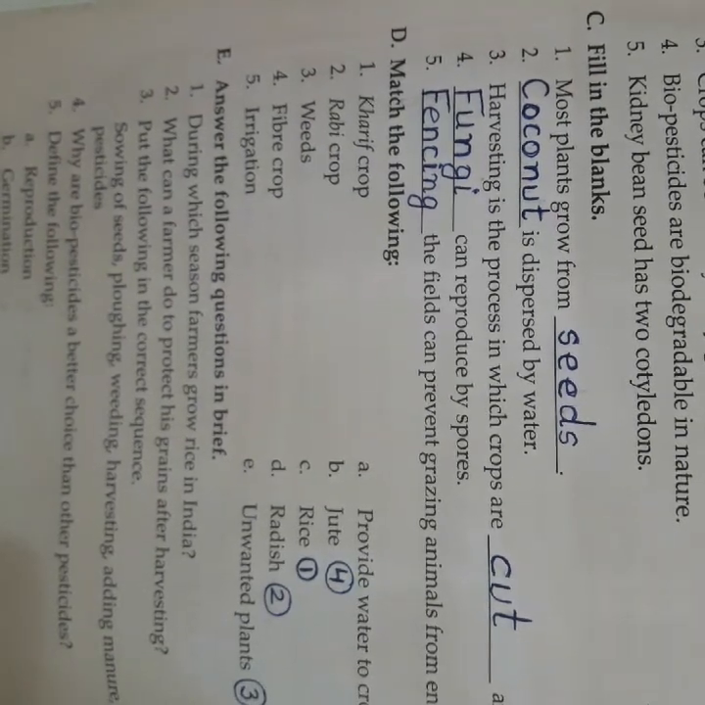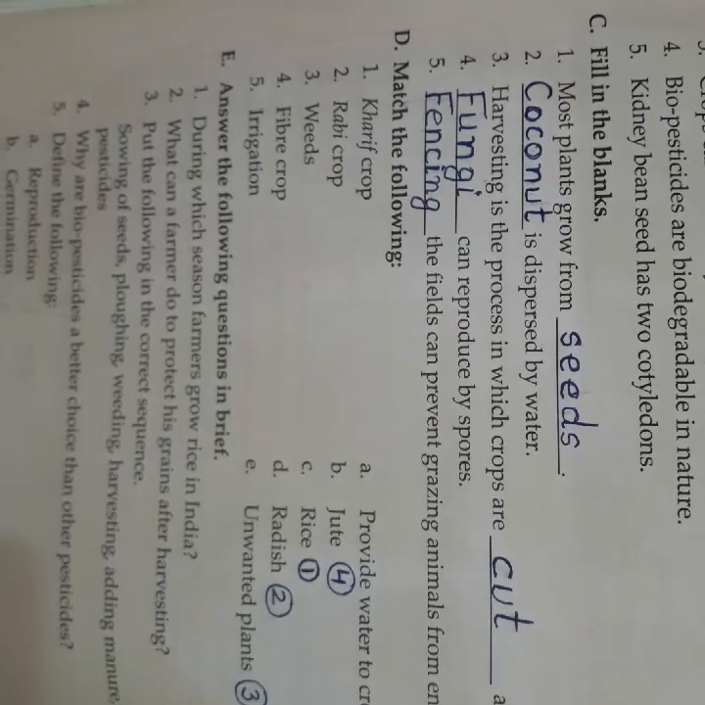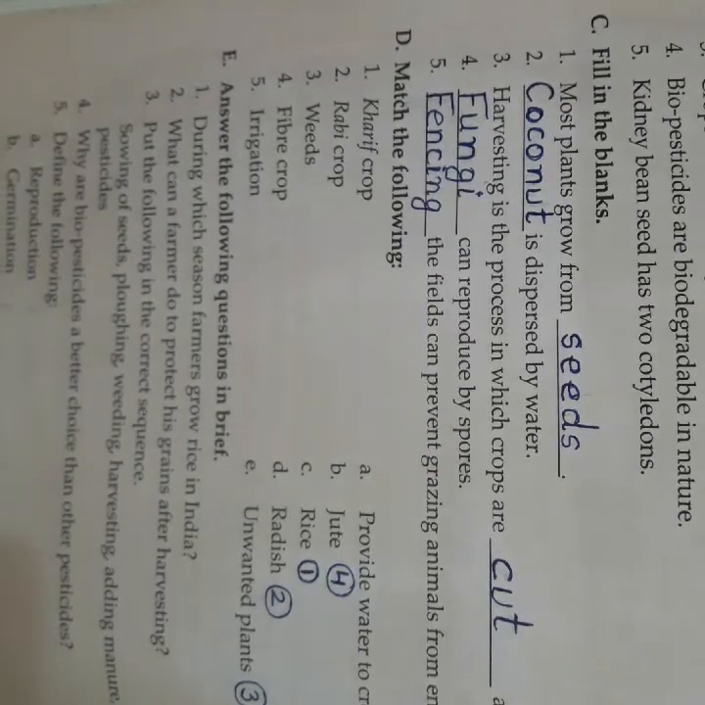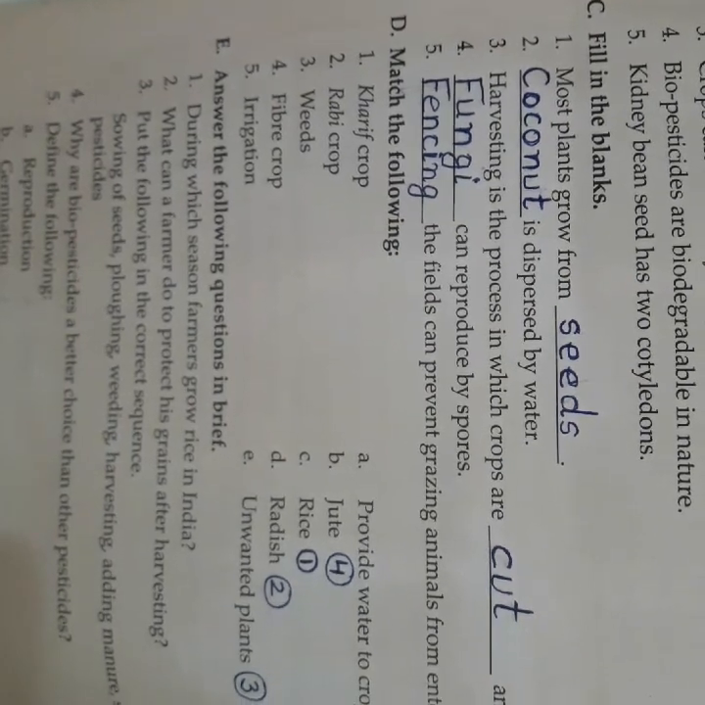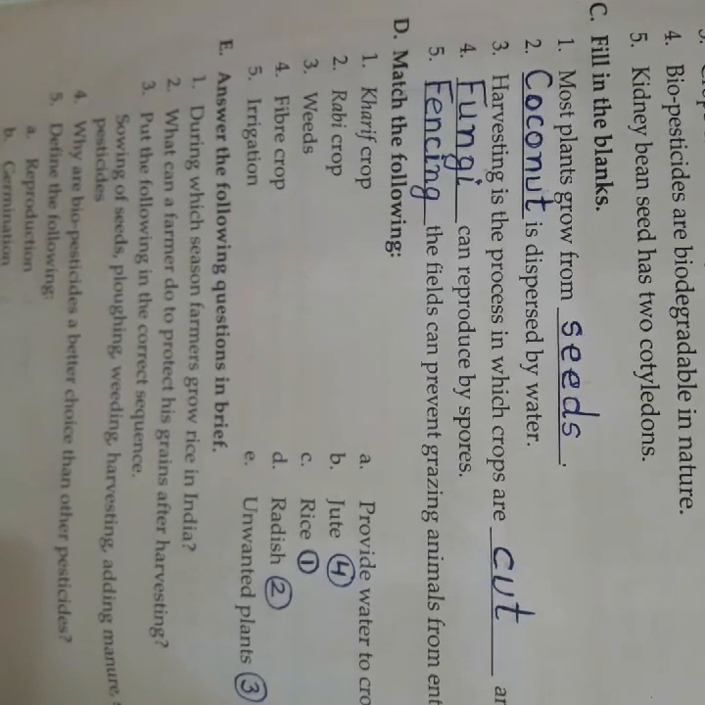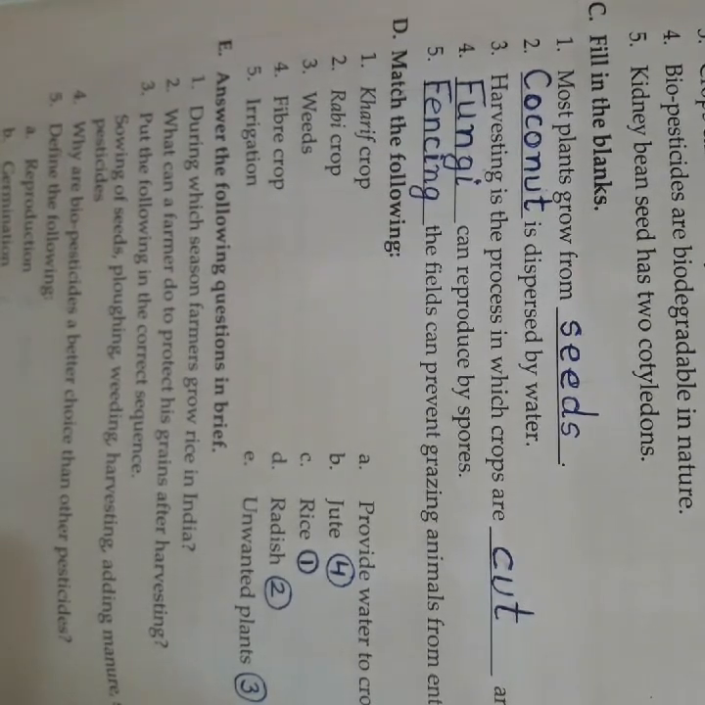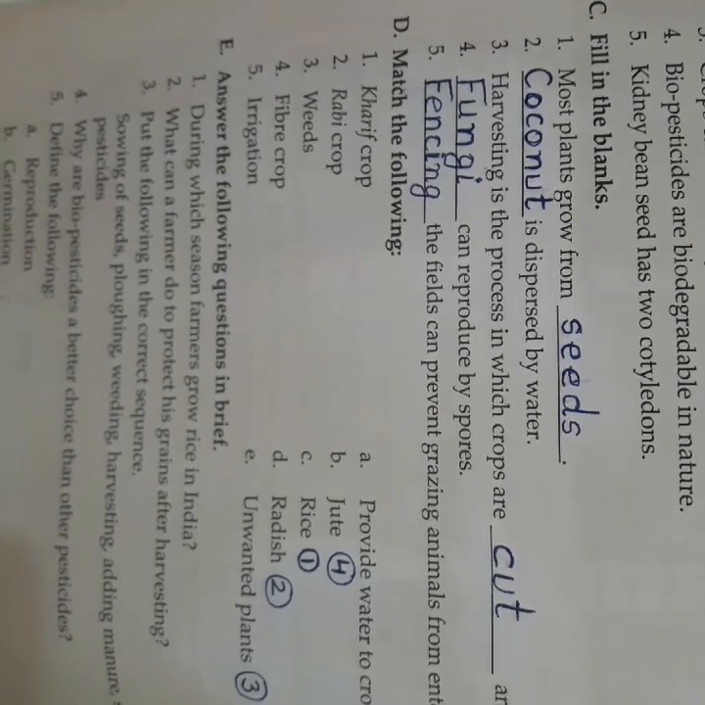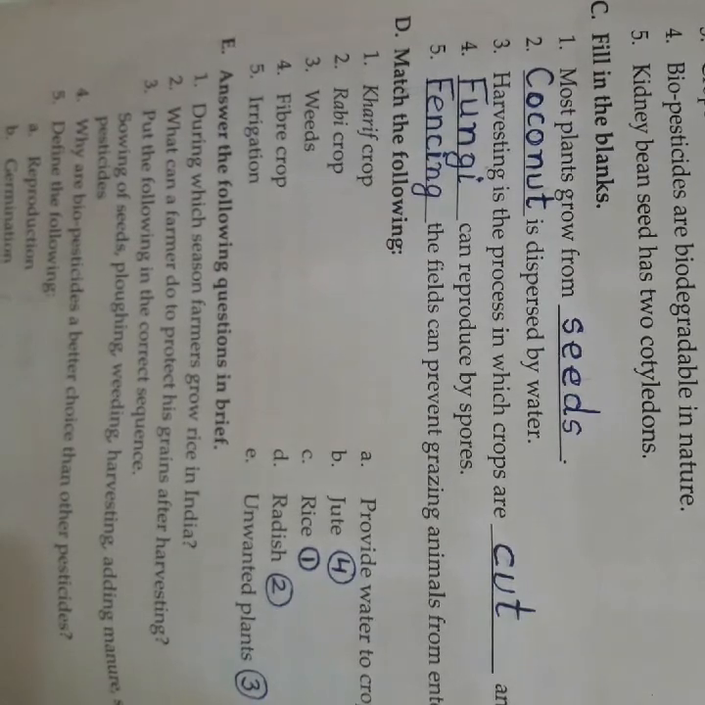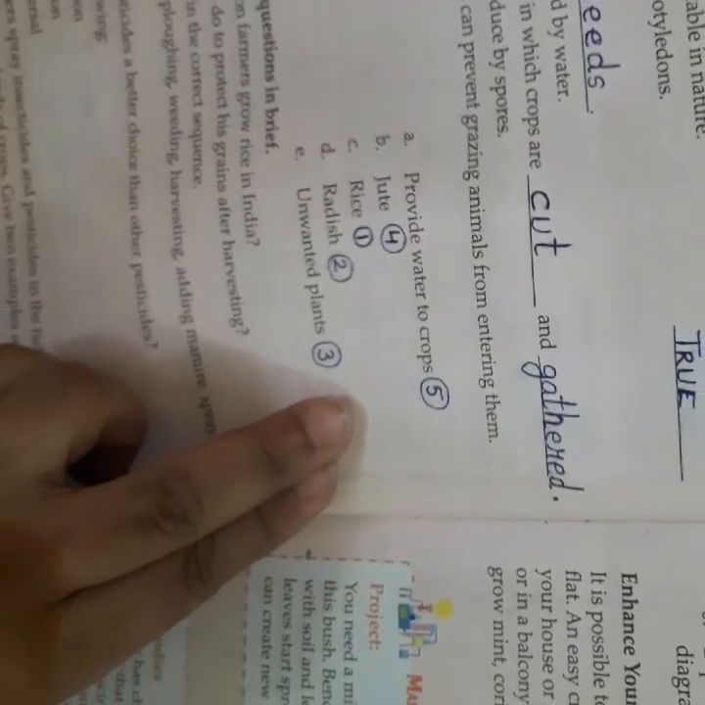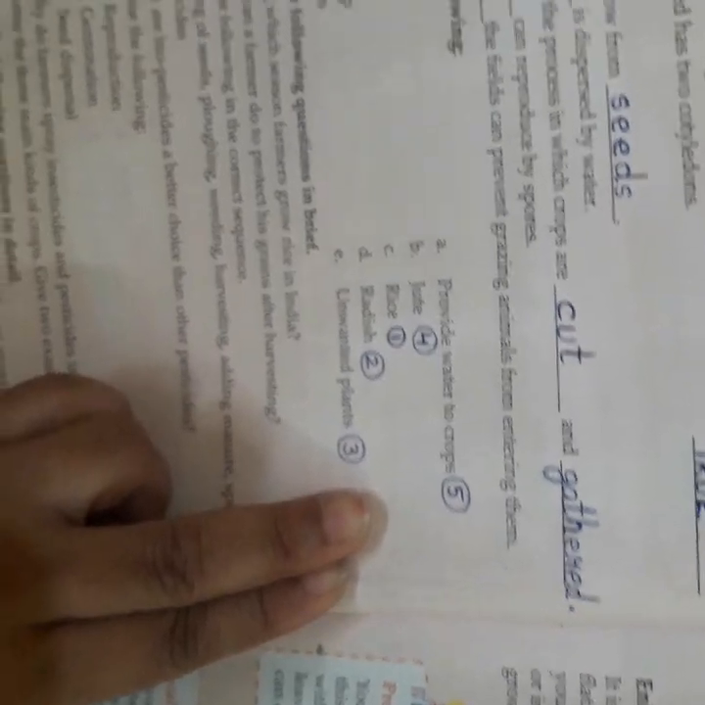The first question is, most plants grow from seeds. Yes, this we have done many times. I have shown in my video that most plants reproduce from seeds. Next question is, dash is dispersed by water. So coconut is dispersed by water. Next question is, harvesting is the process in which crops are dash and dash. Harvesting is the process in which crops are cut and gathered.